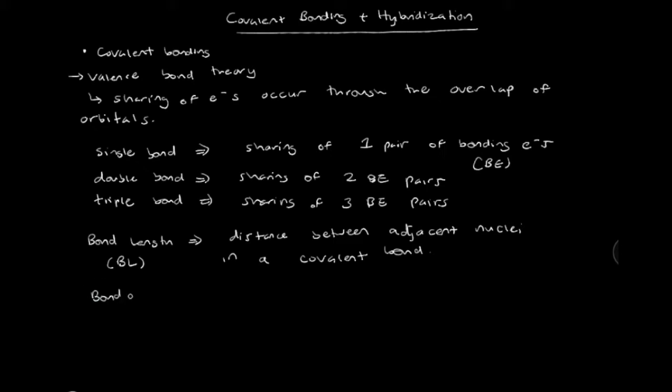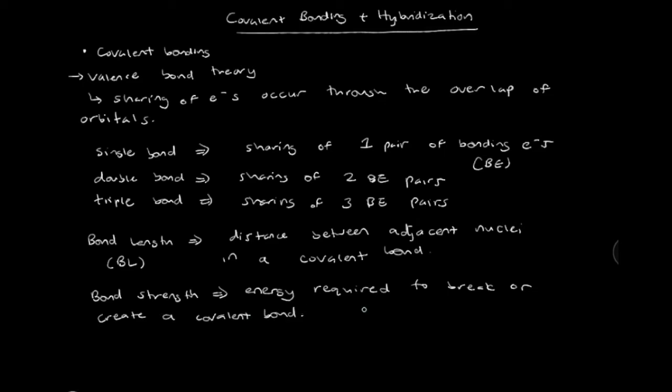We're also going to have something called bond strength, which is the energy required to break or create a covalent bond. Okay, let's abbreviate bond strength as BS. And basically, as the bond length increases, bond strength tends to decrease. Okay, so let's take a look at the single bond, a double bond, and triple bond. I'm just going to represent each dot here as a set of nuclei. This is going to be a single bond.